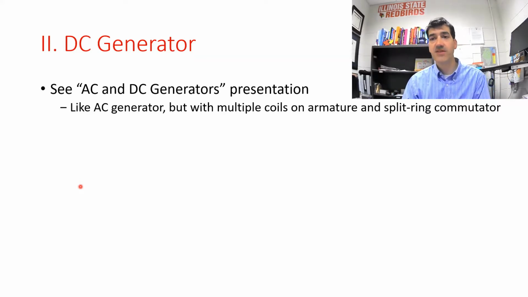And if you need something that's really truly constant DC voltage, then you can send it through a filter, an electronic filter. And electronic filters are a little bit beyond the scope of this class, but we do talk about them in TEC 240.